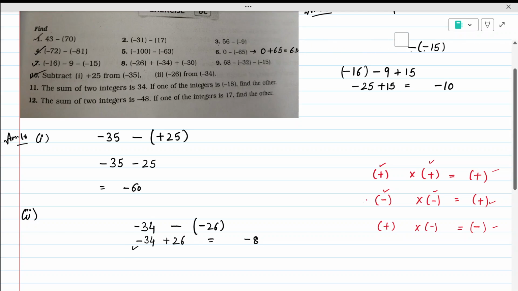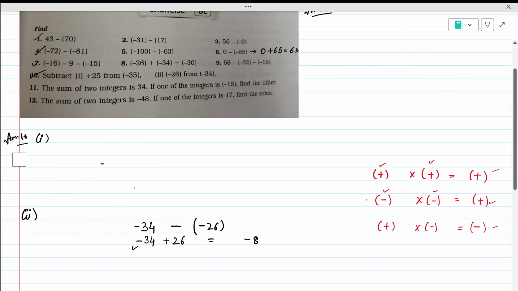Now coming to question number 11th. It says the sum of two integers is 34. Wait, let me erase this fast.